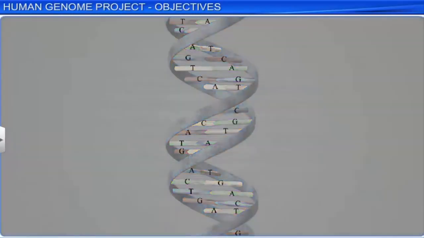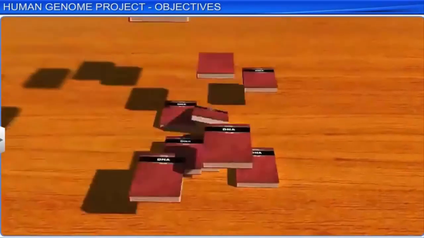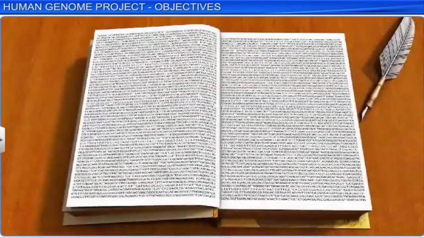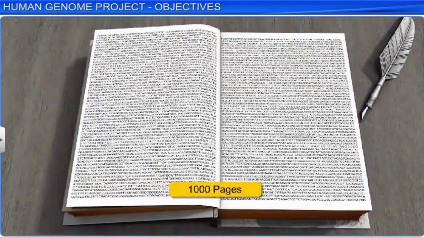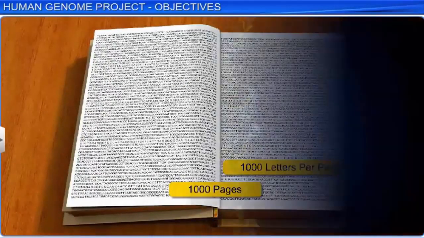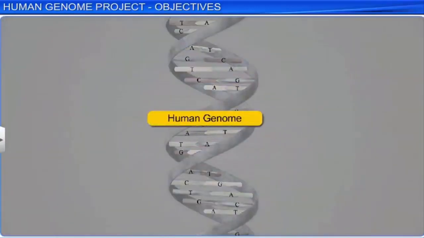If we stored the entire DNA sequence of a single human cell in books, we would have 3,300 books, each with 1,000 pages, where every page contains 1,000 letters. Yes, a human genome, which has about 3 multiplied by 10 to the power of 9 base pairs, can produce such an enormous amount of data.